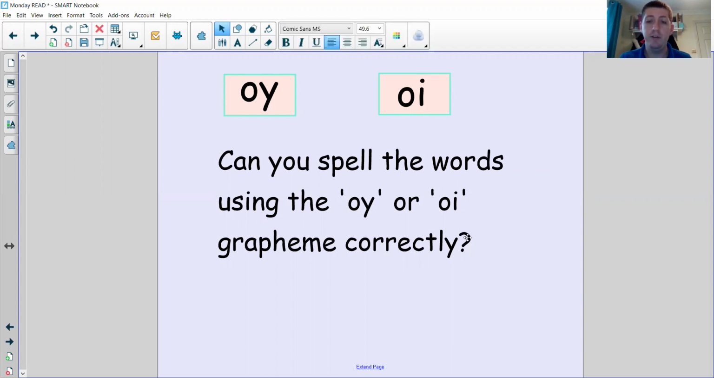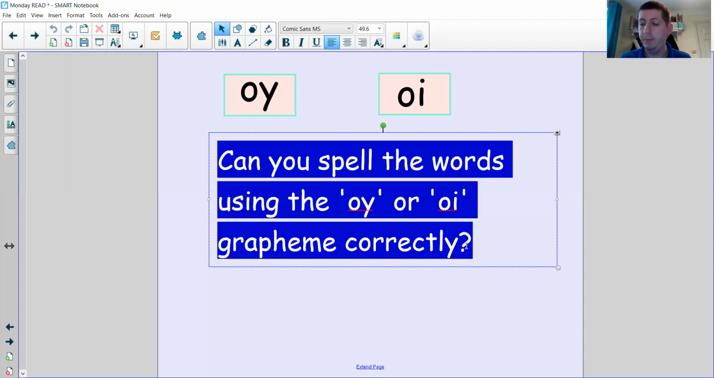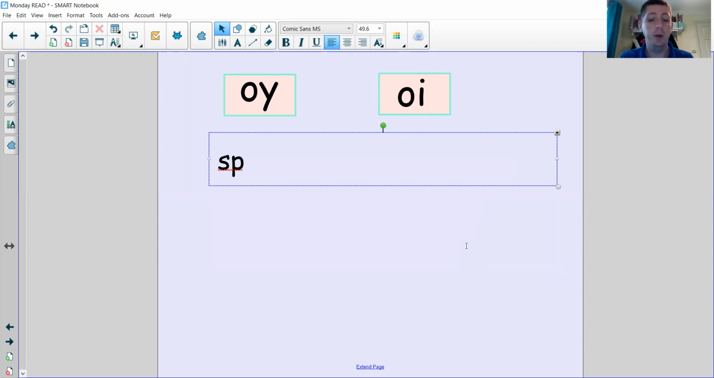Should we have a check and see if we spelled those words correctly? Okay, so we'll start off with the first word, which was the word spoil. Is the oi sound in the middle or the end of the word? That might help you with the spelling. Spoil. Give yourself a tick if you got that right. The second word was the word annoy. If you frustrate somebody, you annoy them, and the oi is at the end of the word, so it's an O-Y.